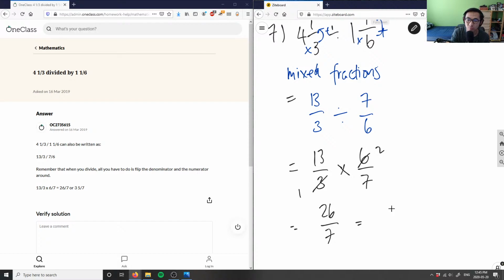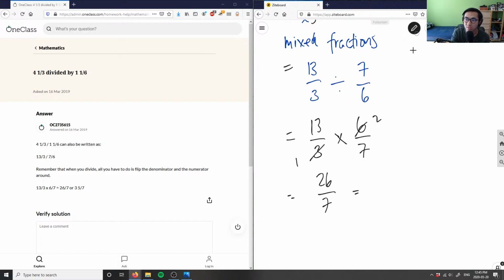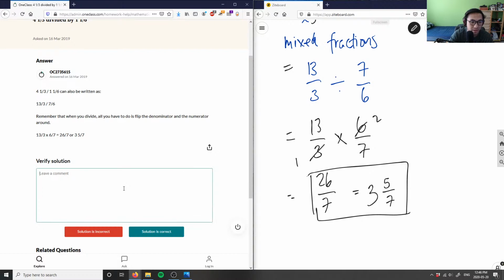Or you can simply rewrite this as a mixed fraction by taking 7 times what number gives me closest to 26? Well, 7 times 3 gives me 21, which is close to 26, and I have a remainder of 5, which is simply 5 over 7. So these are my answers here. So 26 over 7, or 3 and 5/7. So this solution here is correct. Good analysis.